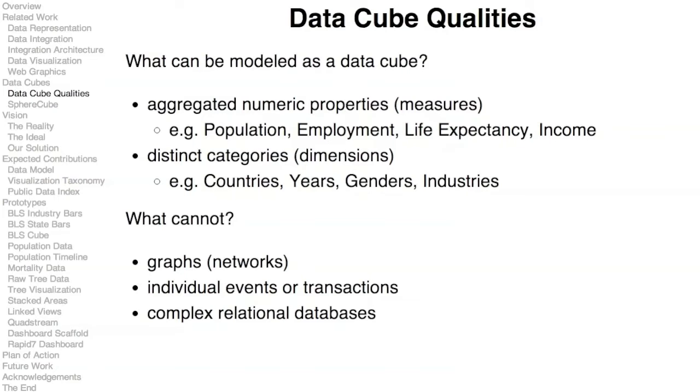religions, things like that. But data that represents graphs or networks doesn't really fit into the data cube model. And data where each row represents an individual event or a transaction also doesn't really fit into the data cube model. The data cube only represents aggregated data. And relational databases where one thing has many of another thing, and that thing might have many of another thing, that doesn't really fit.